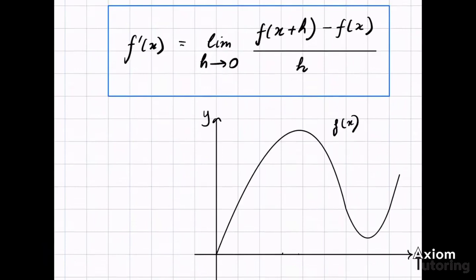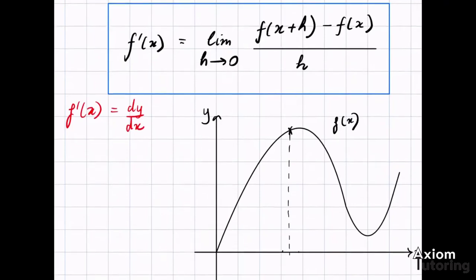So this curve is a general function f of x. Recall from the last video that our derivative f dash of x is the same as our gradient function. And our gradient function tells us the gradient of a curve at a point x. Okay, so let's mark on our curve an arbitrary point x here.